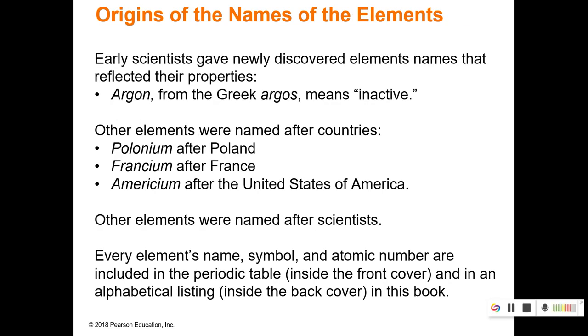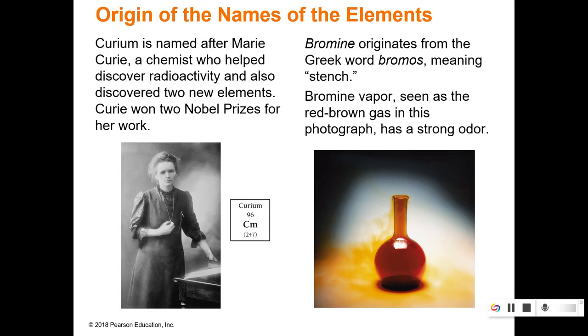Some of them are named based on their reactivity or their properties. So argon means inactive in Greek. Some were named after countries. Some were named after scientists. But regardless, all of their atomic numbers equal the protons in that specific element. So like curium, for instance, was named after Madame Curie. Bromine is named that because bromos in Greek means stench. And bromine specifically has a very strong odor or smell.